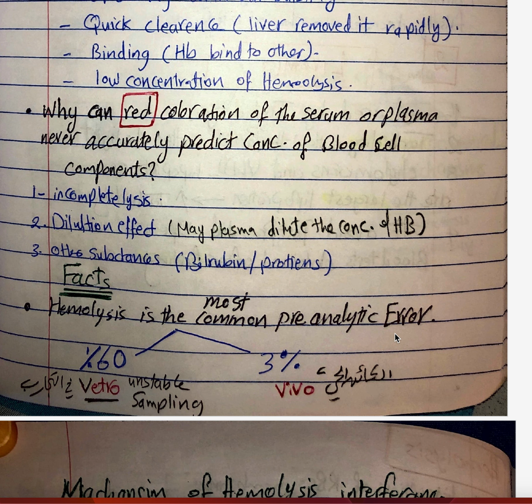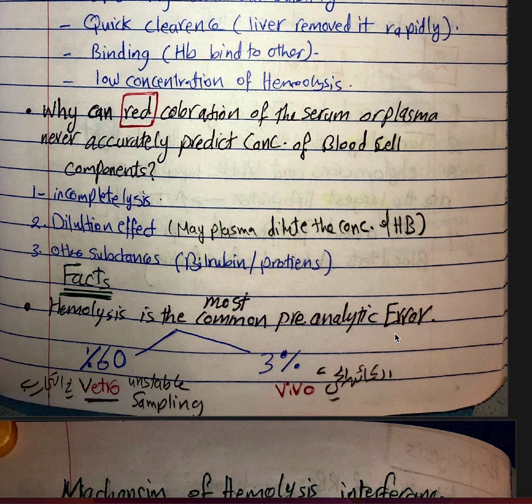But the other thing that is most important: the most important pre-analytic error is hemolysis, and 60% of that is because in vitro, that means unstable sampling, unstable techniques used in the sample. But 3% is in vivo, and we discussed the in vivo factors, like age, posture, physical activity, diet, disease, genetic factors, all these things, okay? But most of them are in vitro, because of the sampling, because of the sample collecting. Sometimes we can say because of sample collection or sample handling.